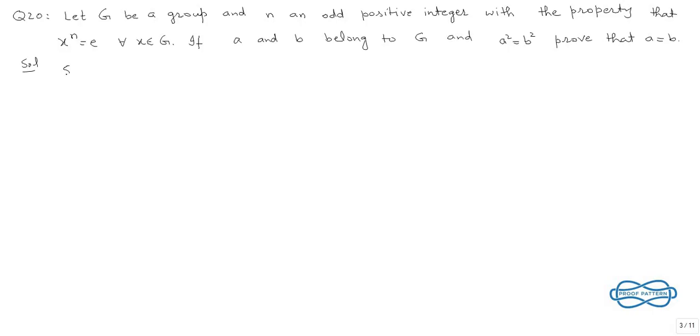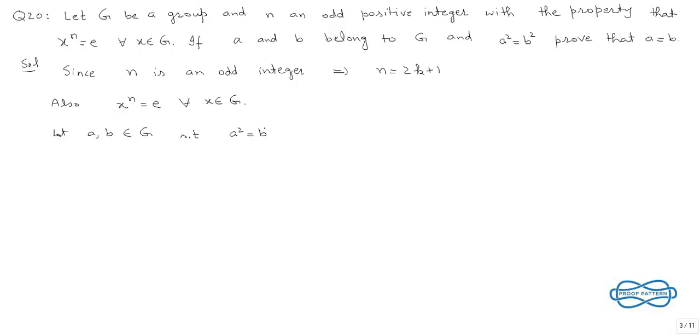Okay. Since n is an odd integer, this means n is of the form 2k plus 1, and also x^n is equal to the identity for all x belonging to G. Now let a and b belong to G such that a square is equal to b square.